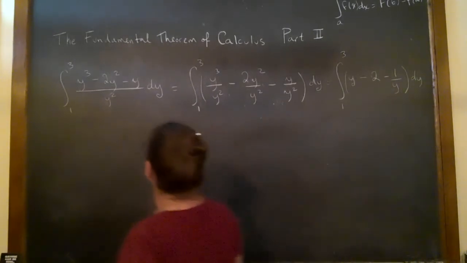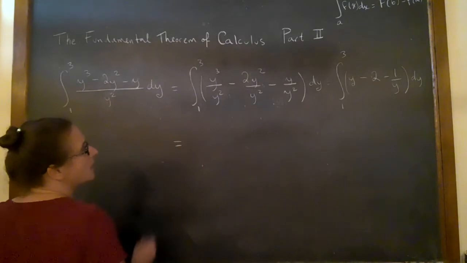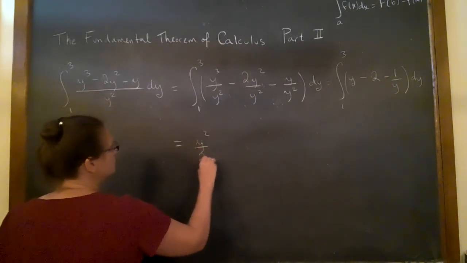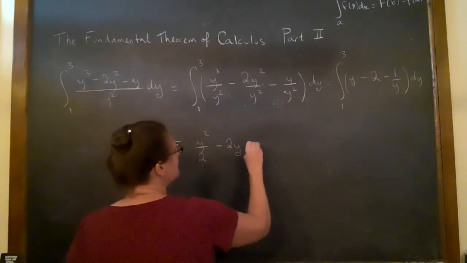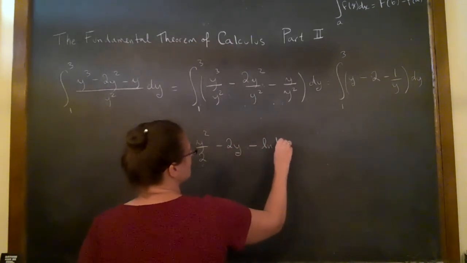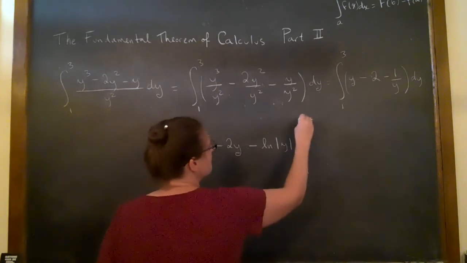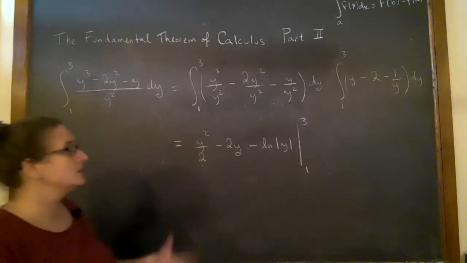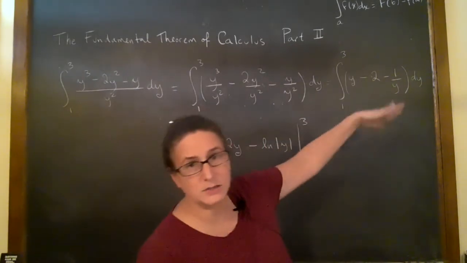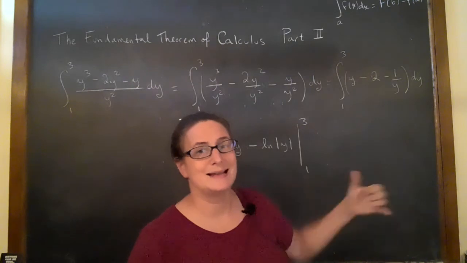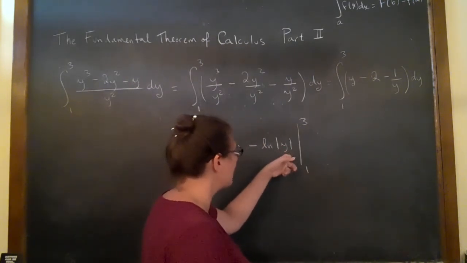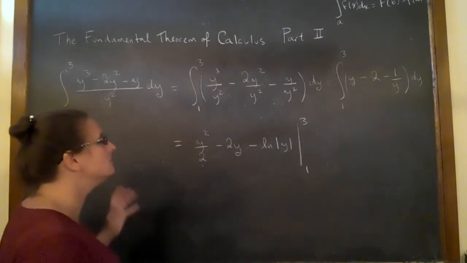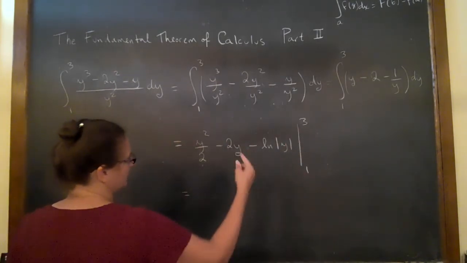Now, when I go ahead and evaluate these, I've got y squared over 2 minus 2y minus natural log of y, evaluated from 1 to 3. Do you remember that the antiderivative of 1 over x, dx over x, is going to be the natural log of the absolute value? In this case, we're all positive, so everything's fine, and we just plug in the numbers.